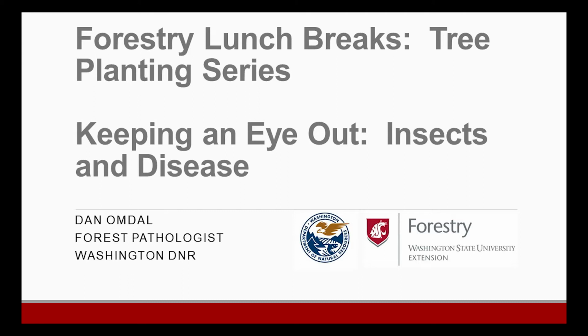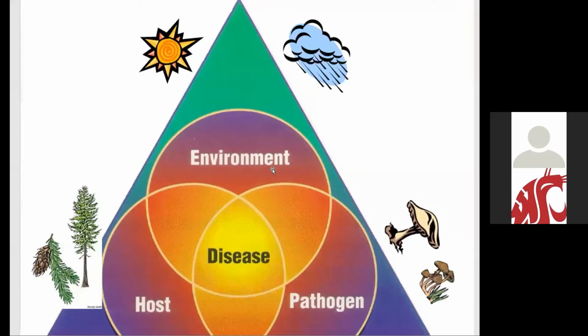And what he's talking about here is the forest health triangle, which is a common tool that we use and refers to the three sides or three elements required to have a forest disease or a tree disease. And you have the environment, the pathogen, and the host. And when you have all three of these, you get a forest disease.